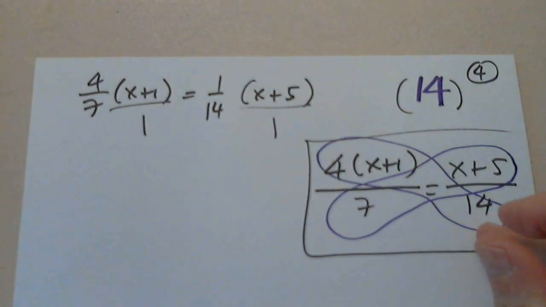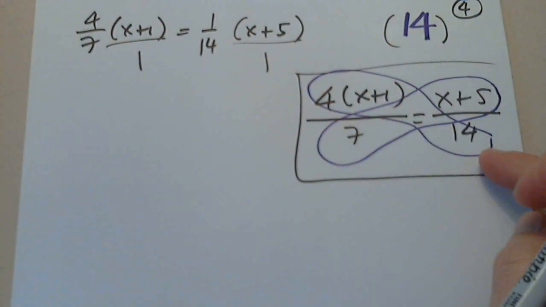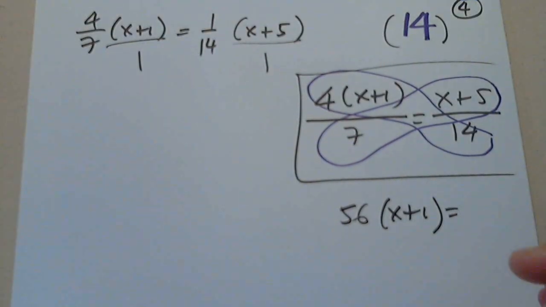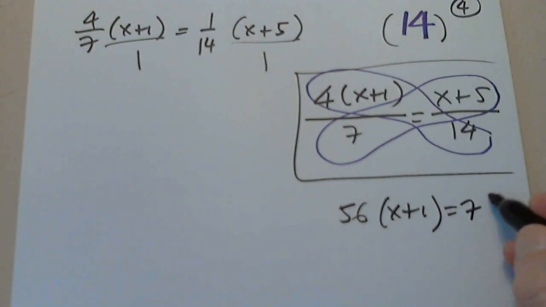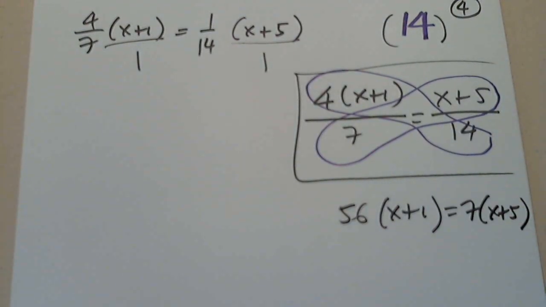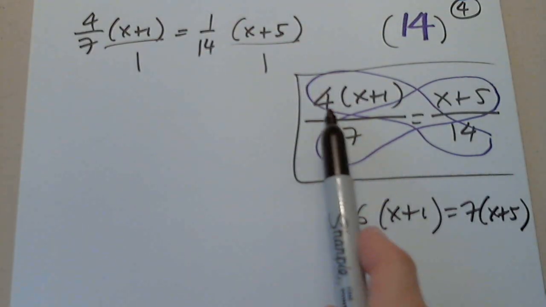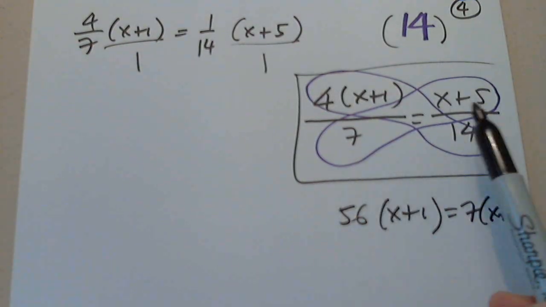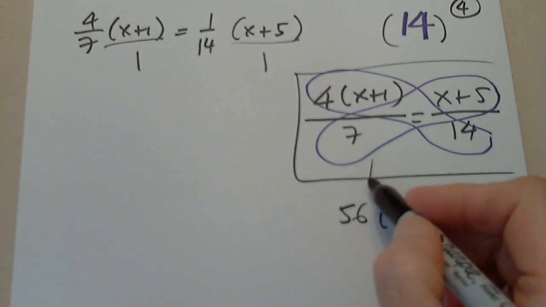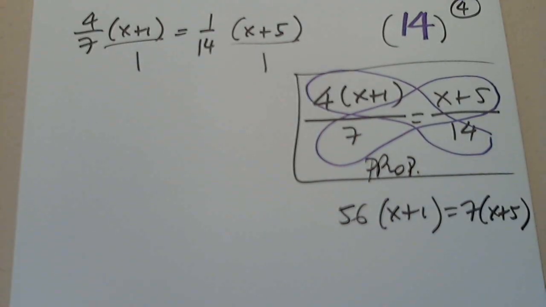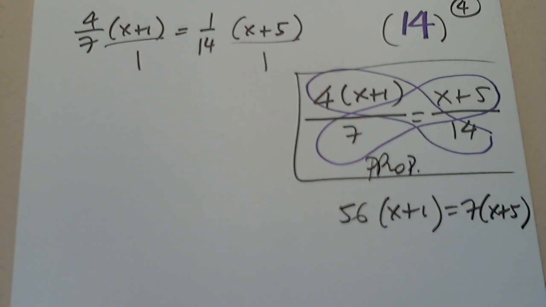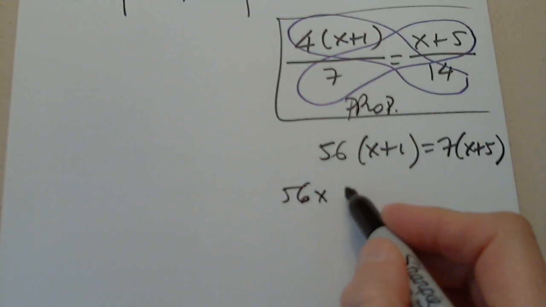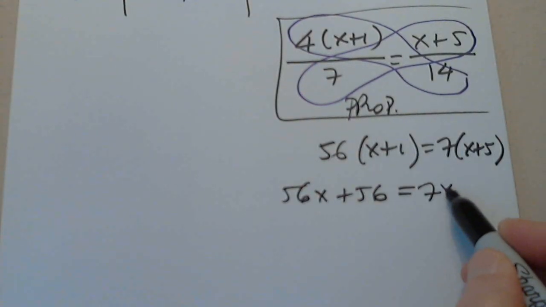Okay, so here, 4 times 14 is 56 times x plus 1 equals 7 times the quantity x plus 5. Again, 14 times 4 is 56, and 7 times x plus 5. Why? Because this is a proportion. In a proportion, we are allowed to cross multiply. So now I have to distribute 56. 56x plus 56 equals 7x plus 35.